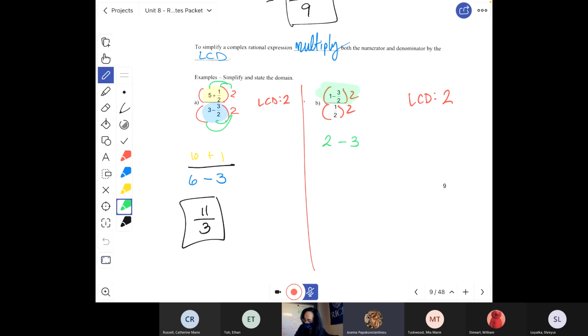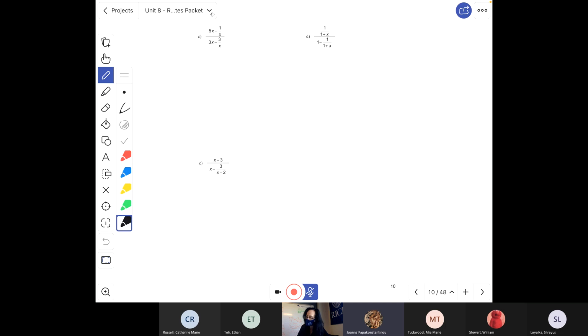2 minus 3, and in the denominator, I would get 1. So this simplifies to -1 over 1, which is just -1. Again, no restrictions on domains or anything, no variables in the denominator. So let's identify the least common denominator in this next example.